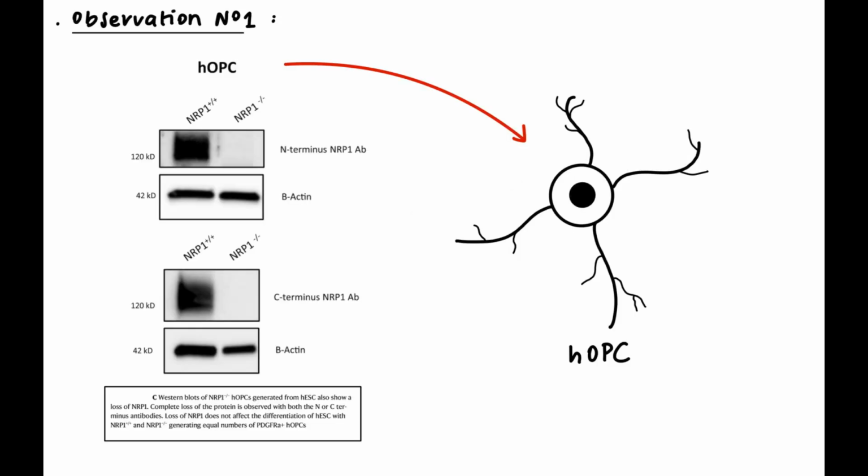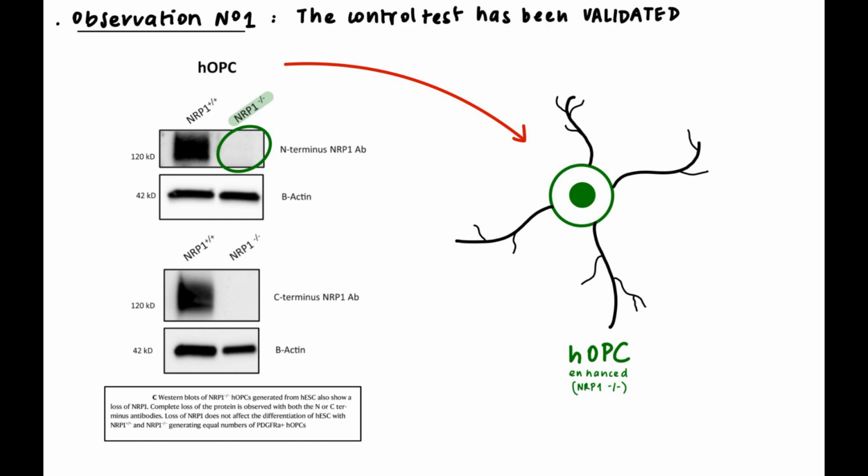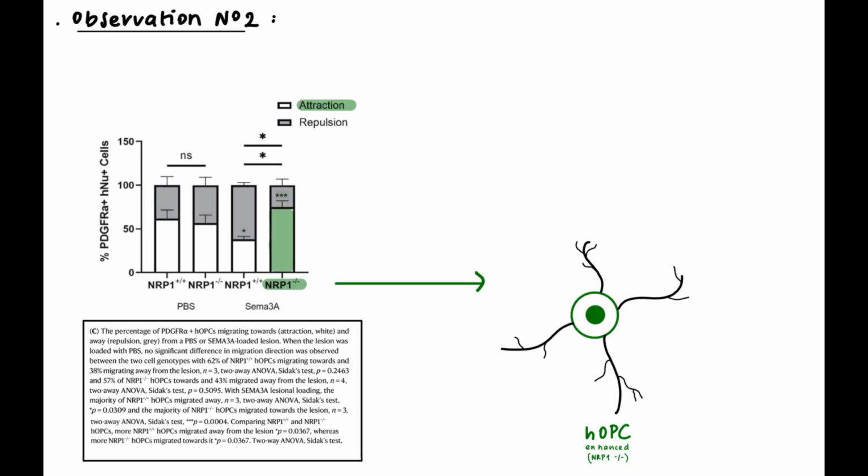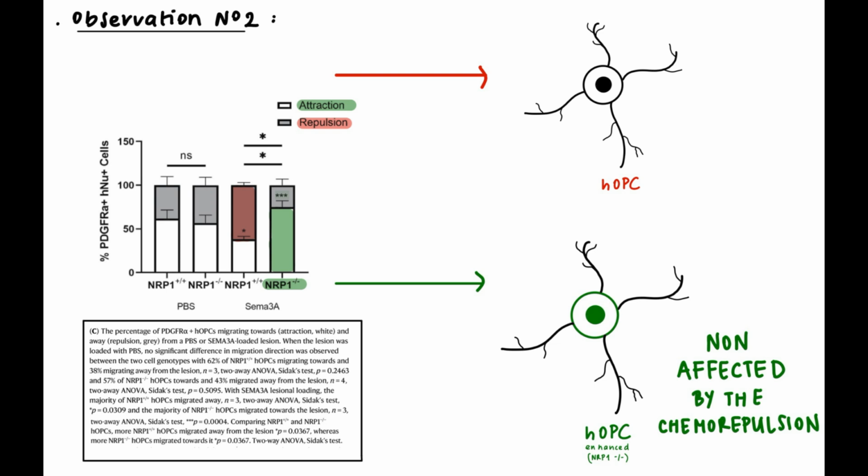As you can see on the left, this Western blot indicates that those new enhanced HOPC contain no NRP1. The control test has been approved. The results of the second step are what I would like to draw your attention to. There is a clear and increased migration of enhanced HOPC and a clear repulsion of the ones who are not. As expected, the genetic modification allowed the first ones not to be affected by the chemorepulsive effects of SEMA3A and stay located on the desired area.